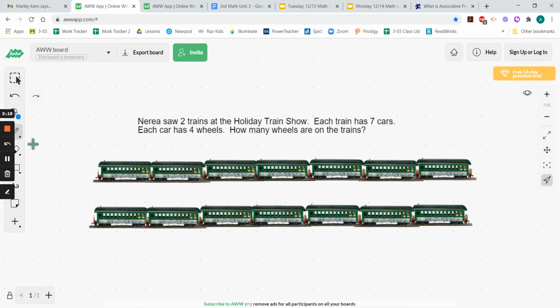This problem has to do with equal groups every time, so the multiplication expression that I can write to match this problem is 2 trains, each of them have 7 cars, each car has 4 wheels. Using this problem, we're going to actually test the associative property of multiplication. We're going to see if multiplying 2 times 7 first and then multiplying by 4 will give us the same answer as multiplying 7 and 4 first and then multiplying by 2.